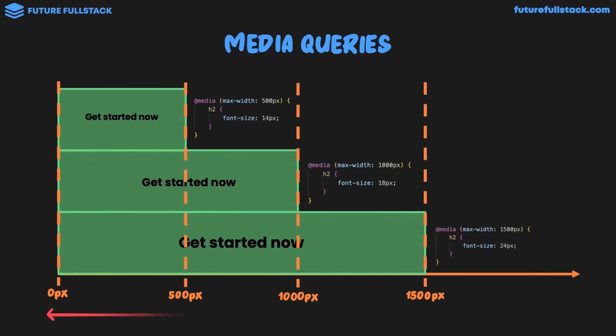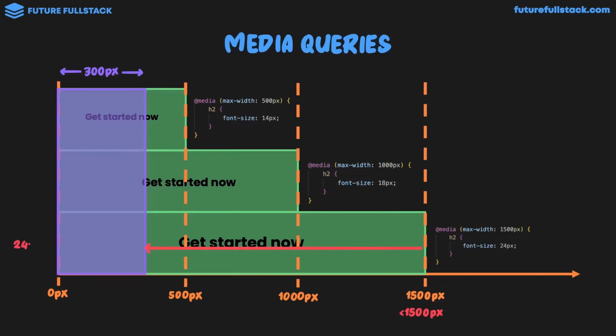For example, let's look at a browser width or screen size which has a width of 300 pixels. Now, if you think about it, in fact, all of these media queries are applying. For the max width of 1500 pixels, this applies when the screen size is less than 1500 pixels, and 300 pixels is less than this. So this is applying a font size of 24 pixels.